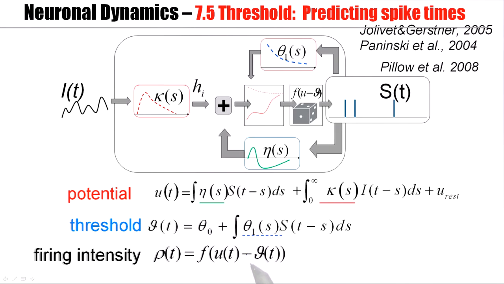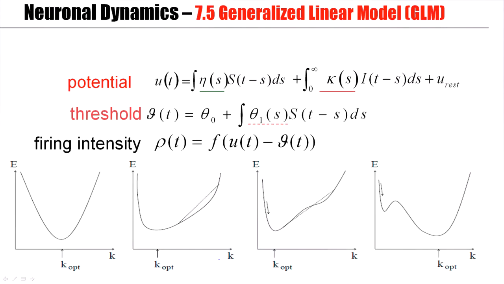And now the aim is to not just predict the subthreshold membrane potential, which we can do by optimizing kappa and eta using quadratic error functions on the membrane potential. Now we also want to predict the spike times. But predicting spike times involves this stochastic firing intensity, which is a nonlinear function of the voltage. And here is a very nice result.